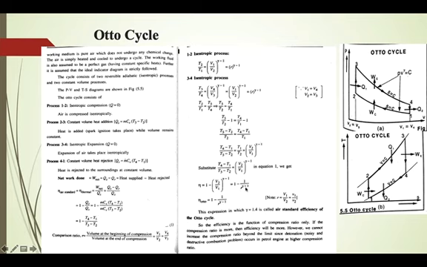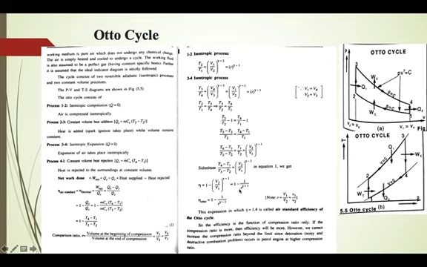1 minus 1 by R raised to gamma minus 1. You just have to substitute this here. That is, T2 is equal to T1 into R raised to gamma minus 1. You substitute it here. Instead of T2, it is T1 into R raised to gamma minus 1. Then instead of T3, you can write it as T4 into R raised to gamma minus 1. So T4 minus T1 is a common term. When cancelling that, you will get 1 minus 1 by R raised to gamma minus 1.